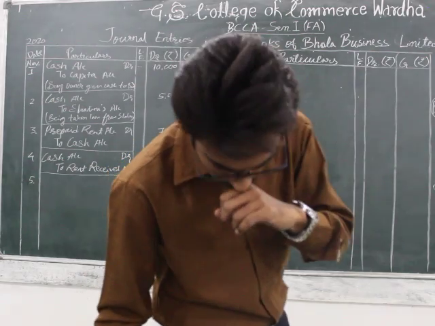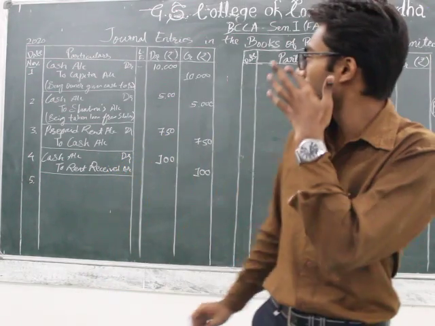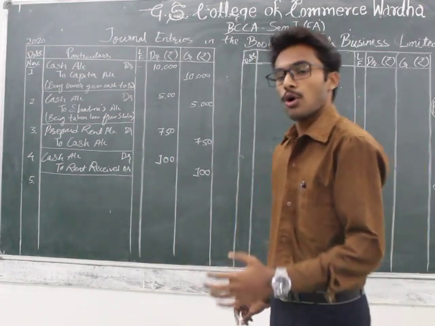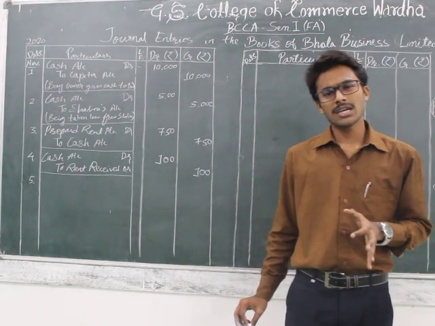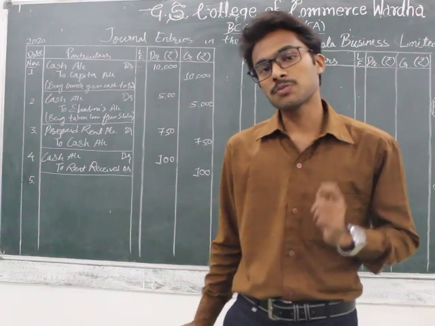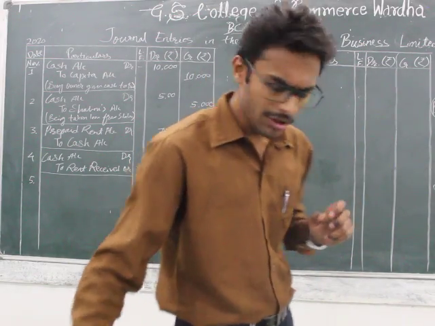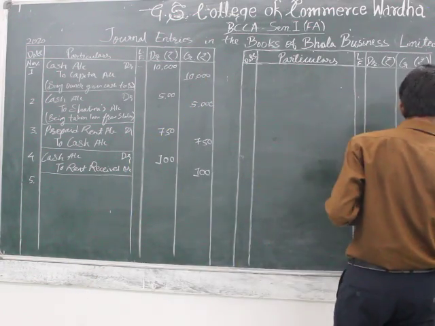So our fifth transaction, on 5th of November, is paid for postal stamp. Postal stamp is a pure expense for us, and we know what the entry for expenses will be.